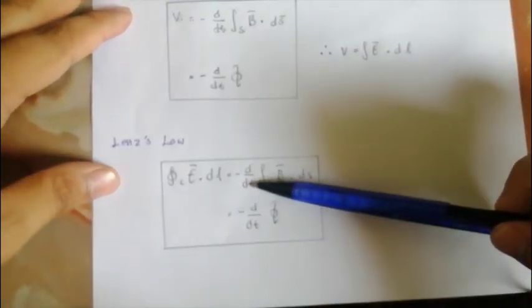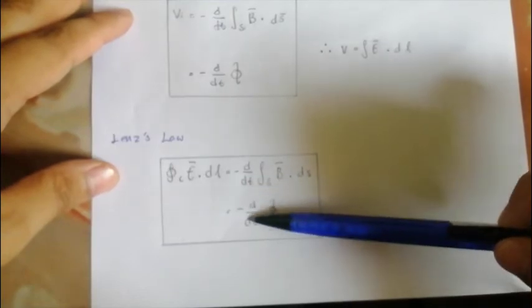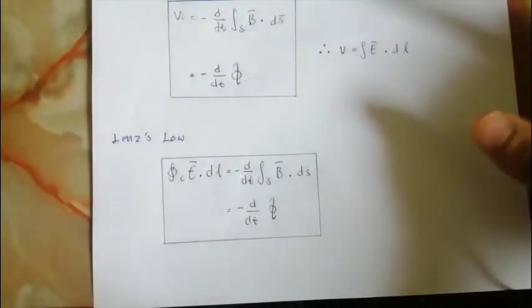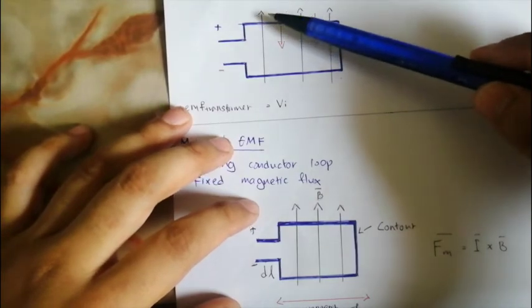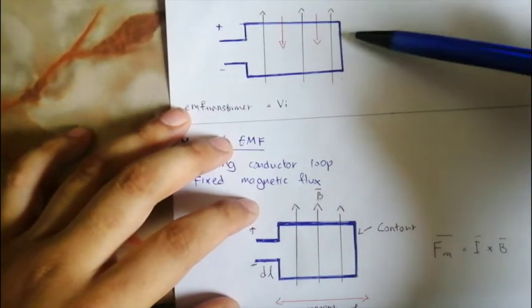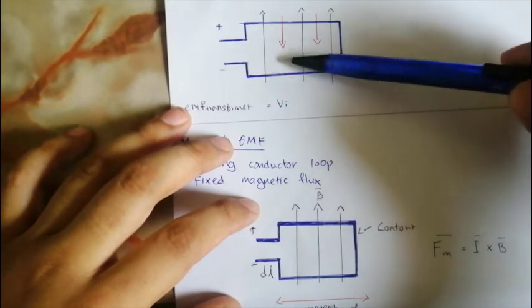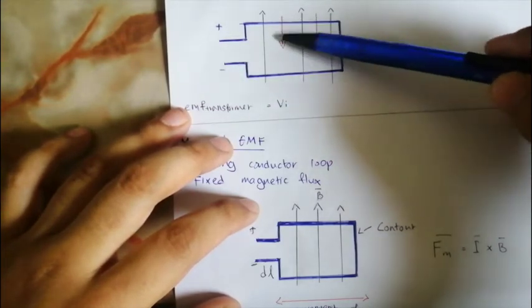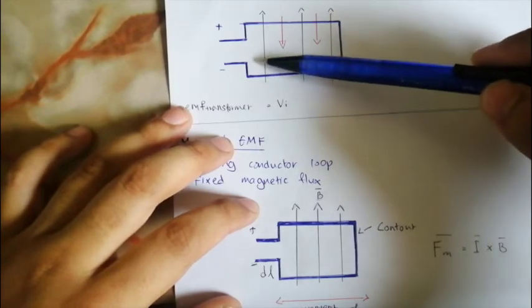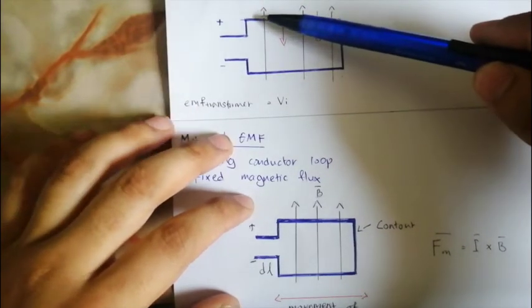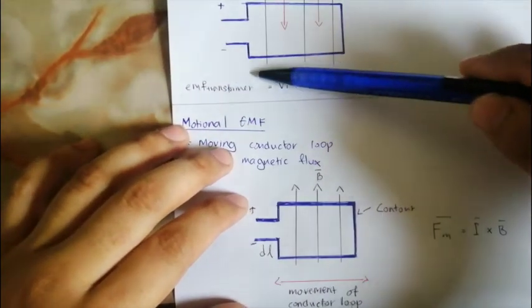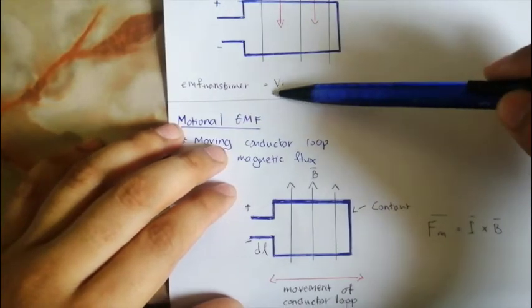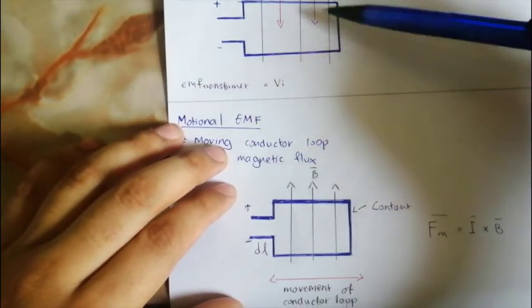As you can see in the equation, the negative sign means that the induced voltage along the conductor loop creates a magnetic flux opposite to the direction of the applied flux. Therefore, we can say that the transformer EMF in the conductive loop is equal to the voltage induced in the conductive loop.